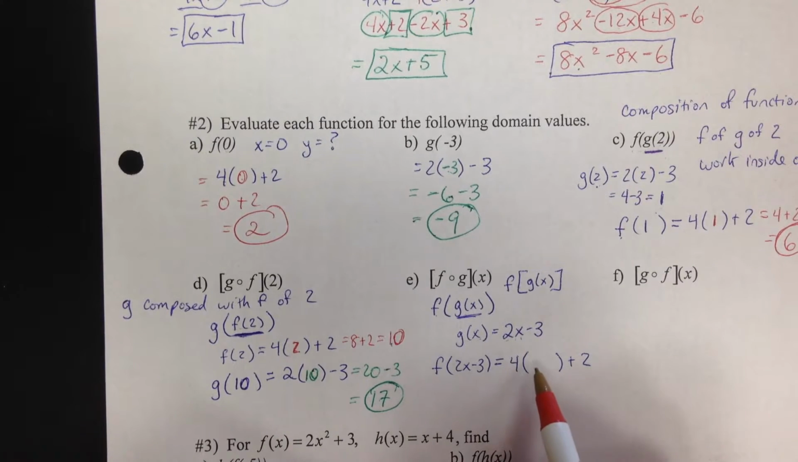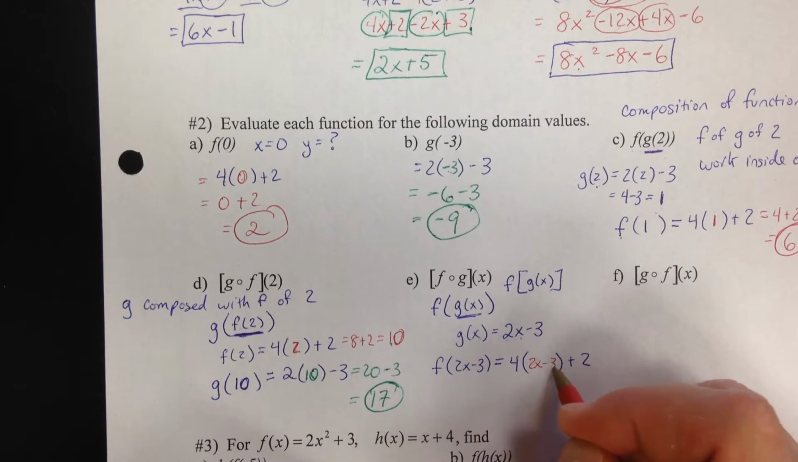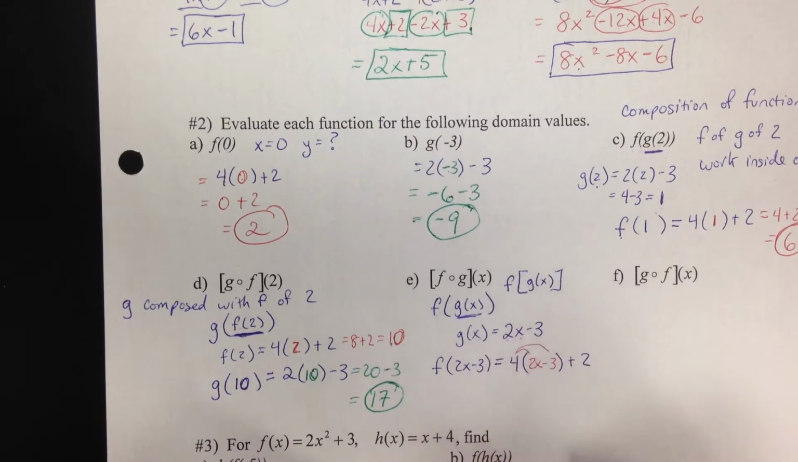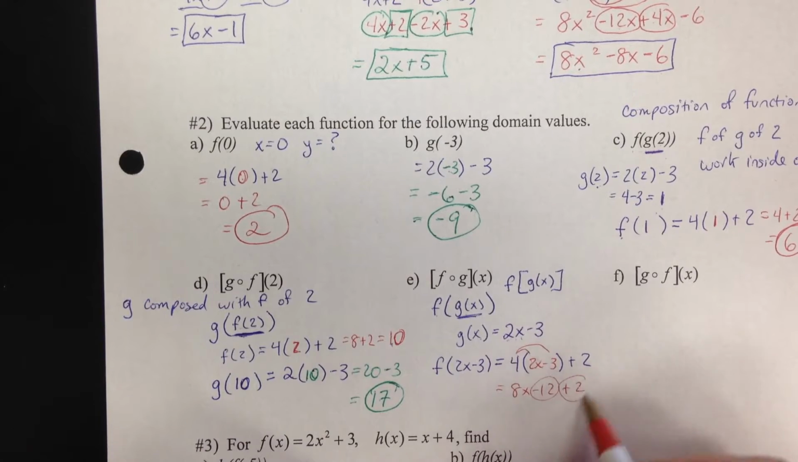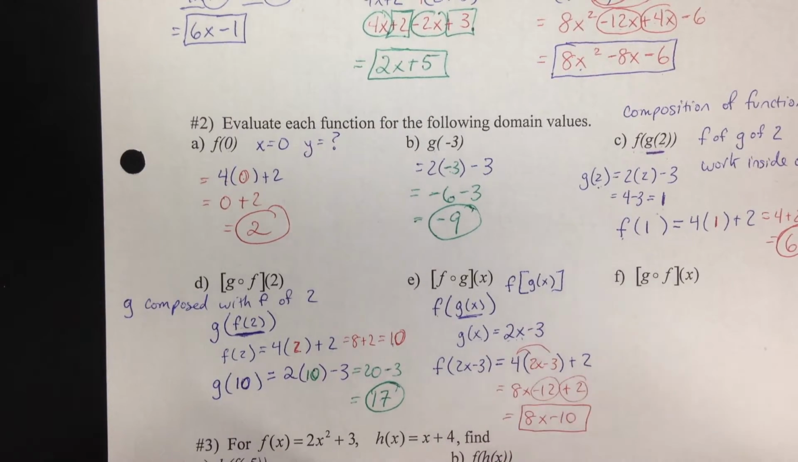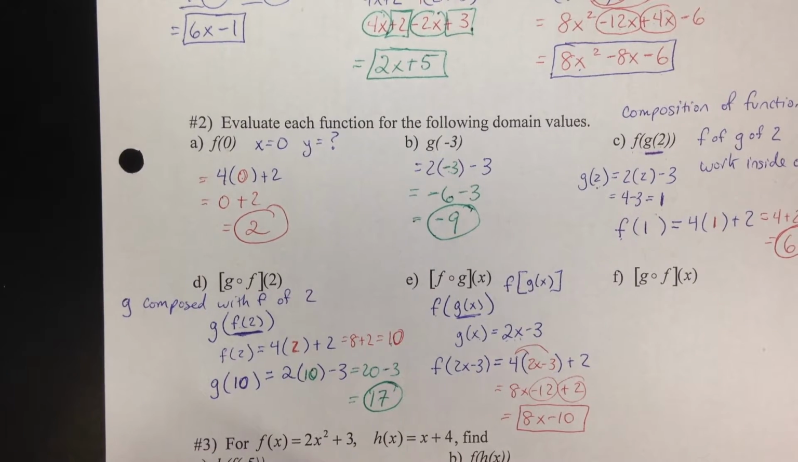Now, in this case, what am I substituting in here? It's 2x minus 3. So I put 2x minus 3 there. Now I distribute, so I get 8x minus 12 plus 2. We can combine negative 12 plus 2, and we get 8x minus 10. So that's it. That's all you can do with that.